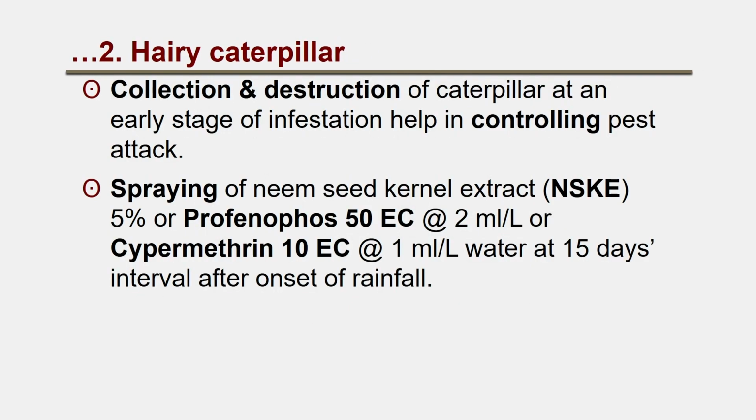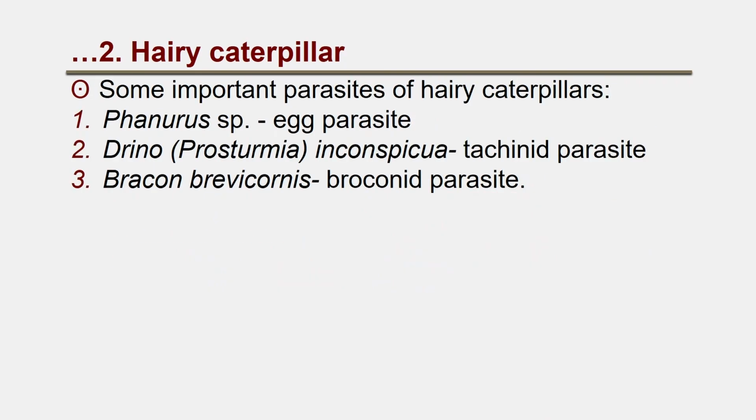Now, collection and destruction of caterpillars at an early stage of infestation help in controlling the pest. Spraying of neem seed kernel extract 5% or profenophos 50 EC 2 ml per liter or cypermethrin 10 EC at the rate of 1 ml per liter water at 15 days interval can control this insect. Some important parasites of hairy caterpillar are given here, for example, Pheniculus, Drino and Braconid, etc. So there are certain parasites that can be used to control this caterpillar.